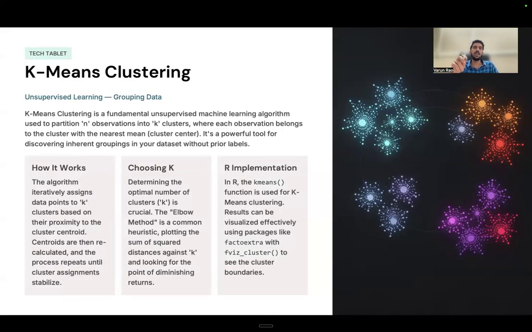Now, firstly, we have K-means clustering. This is a part of machine learning. Okay. And it's a part of unsupervised machine learning. It's an unsupervised machine learning algorithm, which means there is no labeled input data which can represent or talk about the output.